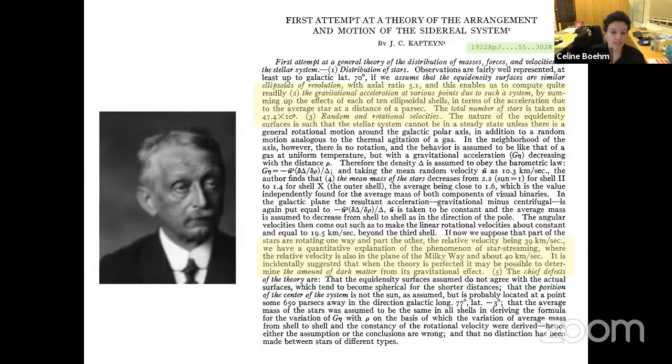The nature of equidensity surface is such that the stellar system cannot be in a steady state unless there is general rotational motion. He was starting to look at the motion of objects and starting to realize something was a little bit off. But in the second yellow highlight, you can see a sentence at the bottom: it is incidentally suggested that when the theory is perfected, it may be possible to determine the amount of dark matter from its gravitational effect.